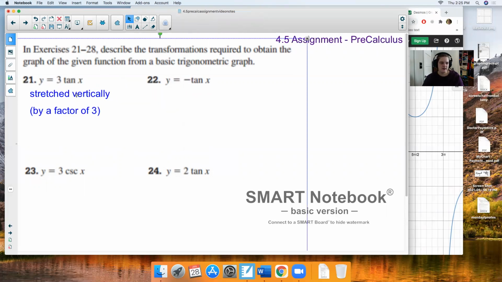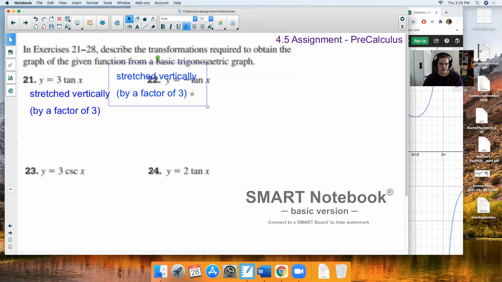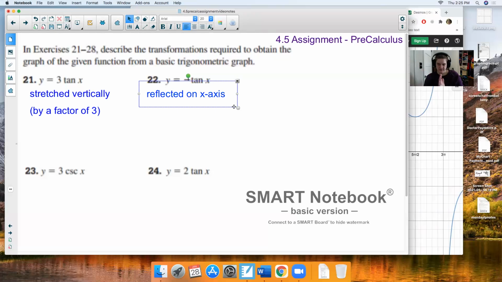And then this one here is going to be flipped or reflected on the x-axis. So instead of having your tangent go up and to the right, it's going to end up going down and to the right.